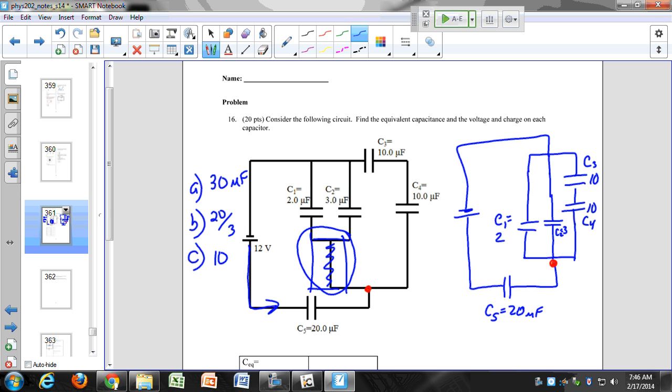When you get your equivalent capacitance, I want you to click in. Is it 30, 20 over 3, or 10 microfarads? So just when you get that, go ahead and click in. What is your equivalent capacitance? A 30, B 20 over 3, or C 10?